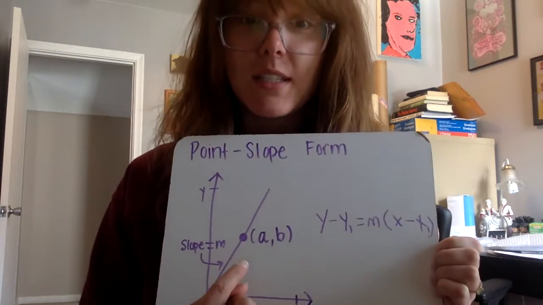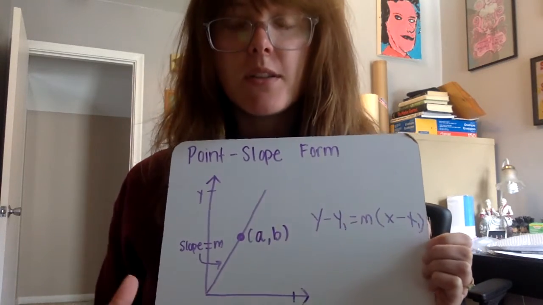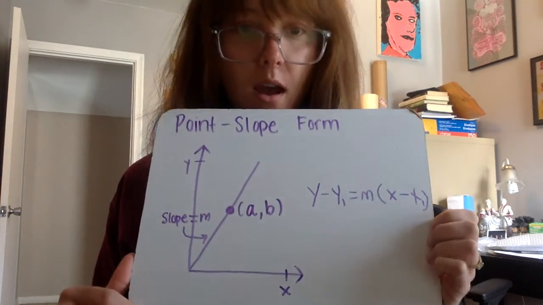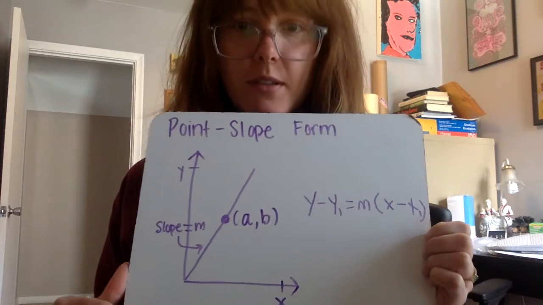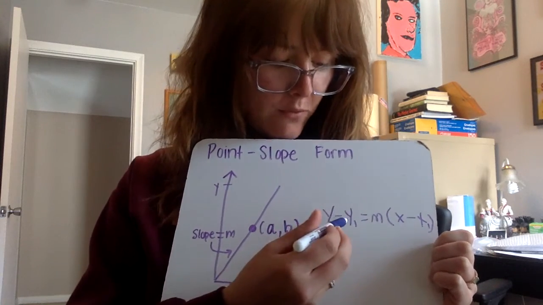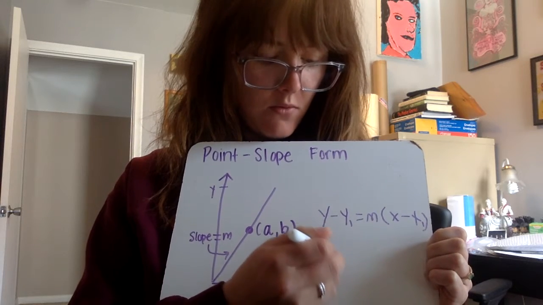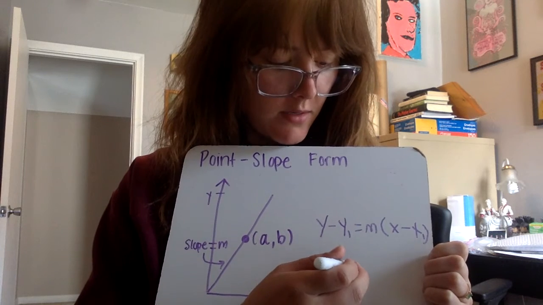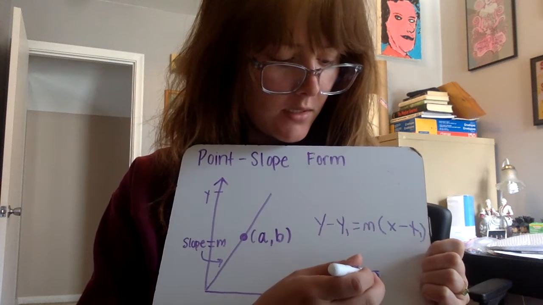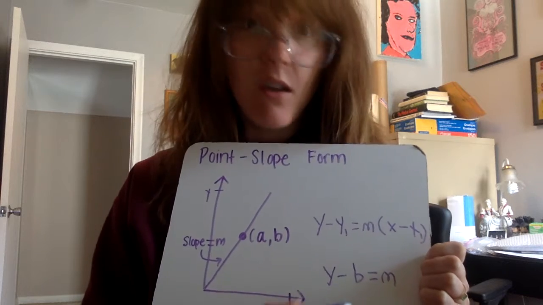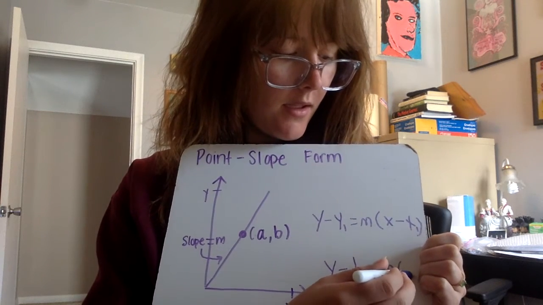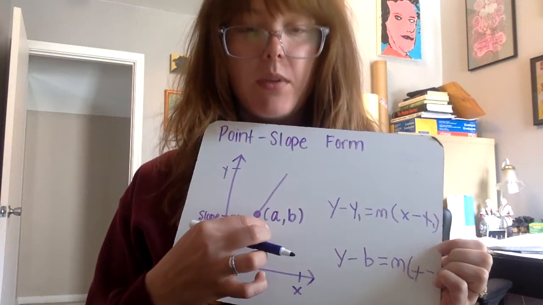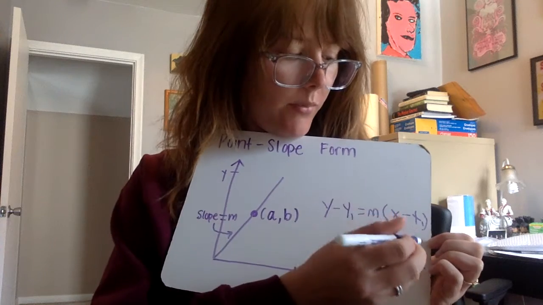Anyways, we can insert these things into our equation to give us point slope form. So I'm going to use m still for slope because that's what I wrote. But instead of y1, I'm going to write y minus b because that's in my y1 position. So y minus b equals m, which is the slope, times x minus my x1, which is a, because the a is in the x position in the coordinate point.